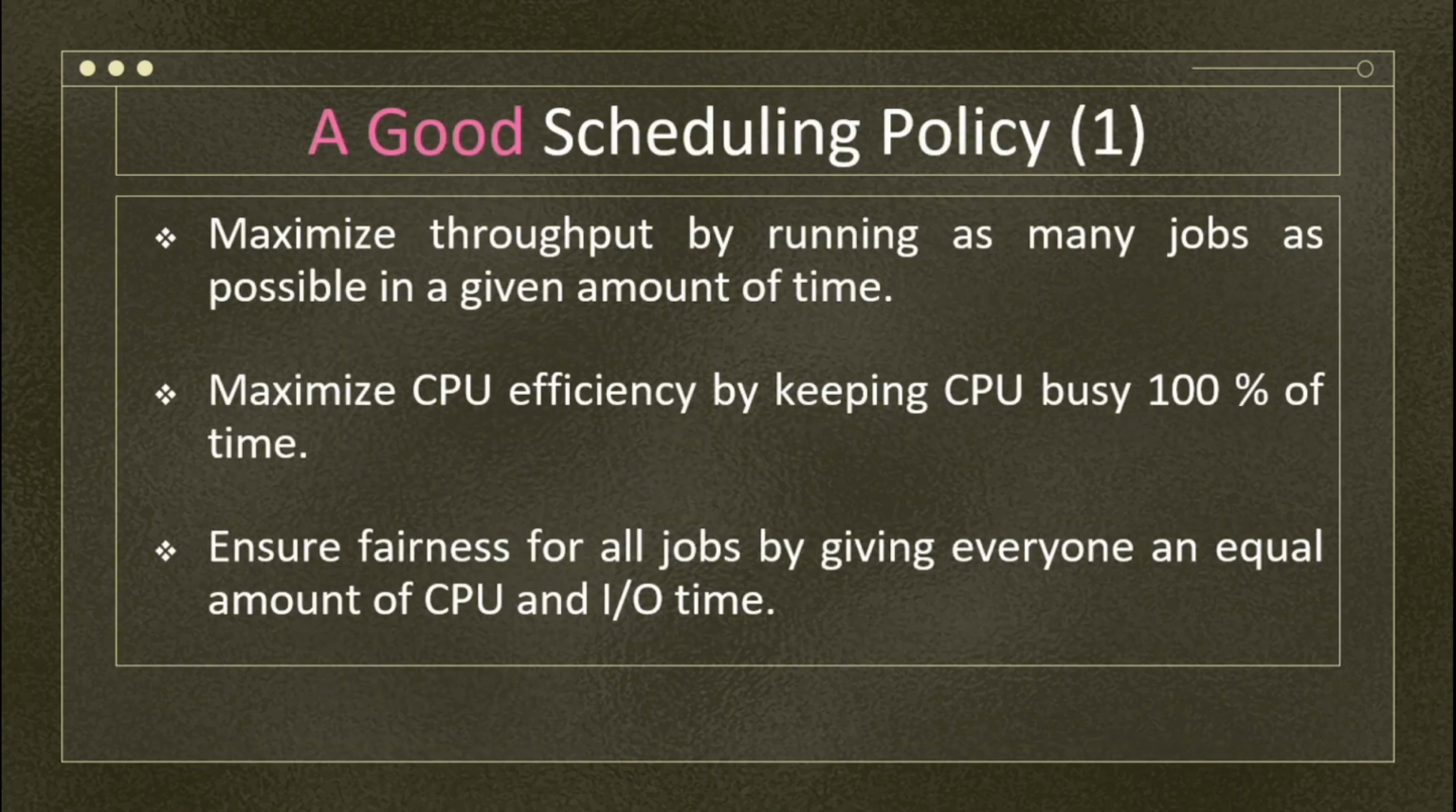And the next is a good scheduling policy, which refers to a process scheduling algorithm that effectively manages the execution of processes and optimizes the utilization of system resources. First, maximize throughput by running as many jobs as possible in a given amount of time. Next is maximize CPU efficiency by keeping the CPU busy 100% of the time. And the last, ensure fairness for all jobs by giving everyone an equal amount of CPU and input-output time.